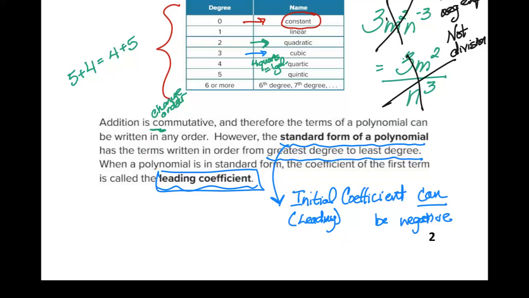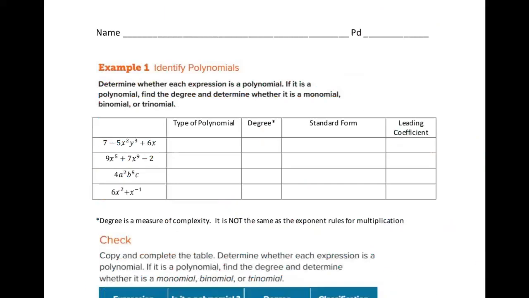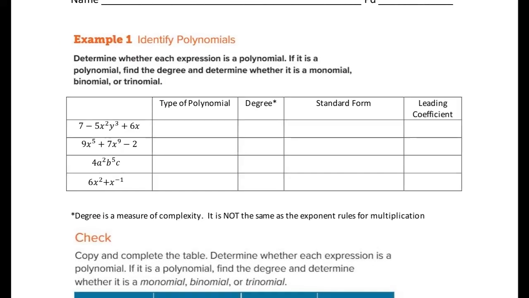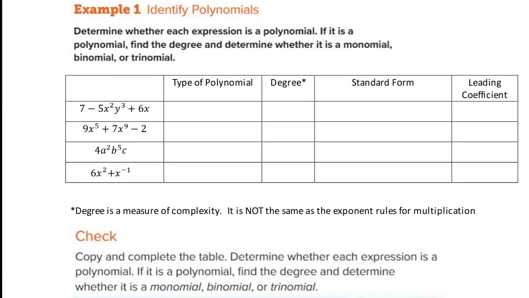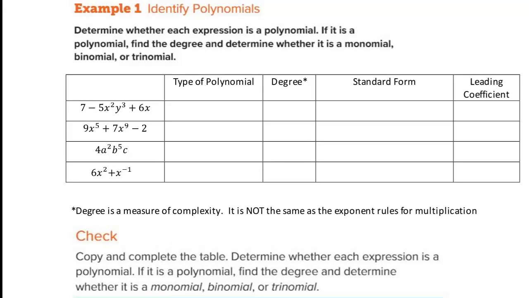Okay? So let's get to some examples of these. This is a lot of information. I get it. It's a lot. Quartic, quintic, polynomial, monomial, trinomial. That's a lot. But let's do some examples together and make it easier for you. So the type of polynomial at the top of the next page is talking about the number of terms that you have.